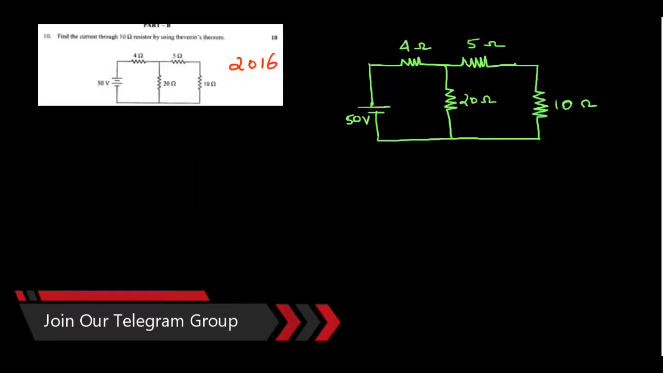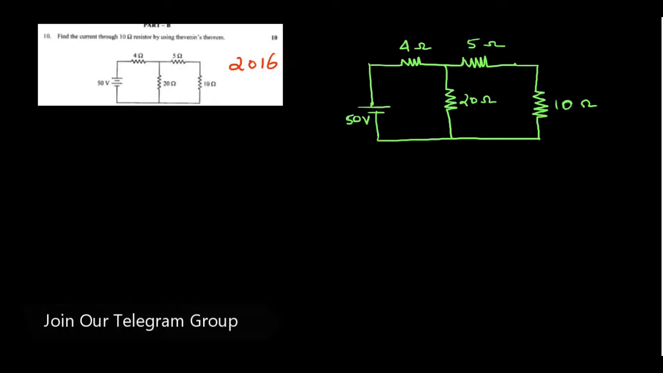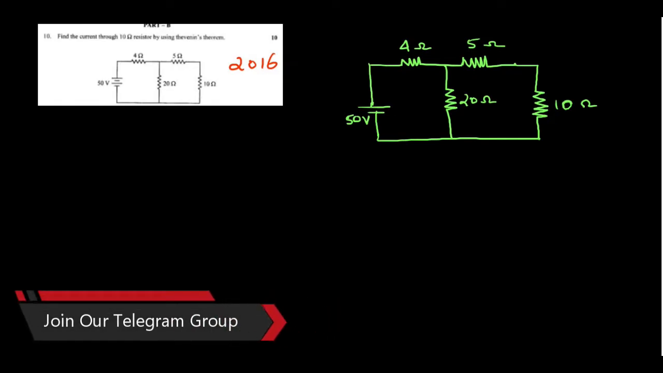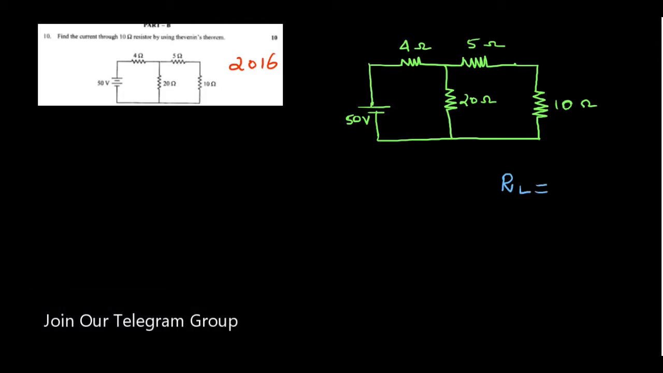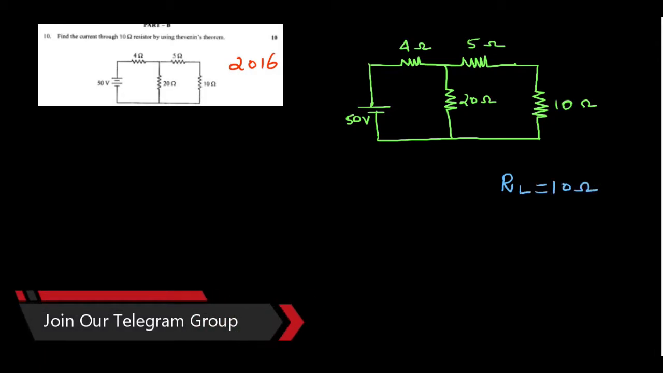So this question was asked in 2016, and here the question is: find the current through 10 ohm resistor by using Thevenin theorem. In the question they are saying we have to find the current through 10 ohm resistor. So RL equal to 10 ohm. Whichever resistor we have to find the current through, that resistor we have to take as the load resistor, that is RL. Let's solve it now.